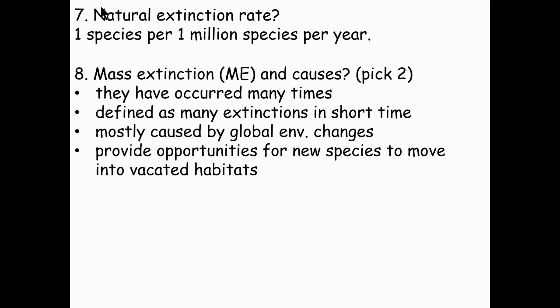I picked two of these. Mass extinction. You learned about a little of this in the movie. We have had 5 mass extinctions. Basically, the definition is lots of organisms dying in a short period of time. Most of the mass extinctions have been caused by global environmental changes. Remember from the movie, the commonality in all the mass extinctions is a dramatic increase in carbon dioxide, although we've never seen as much carbon dioxide in the atmosphere as we do now. And it provides opportunities for new species to move into vacated habitats.